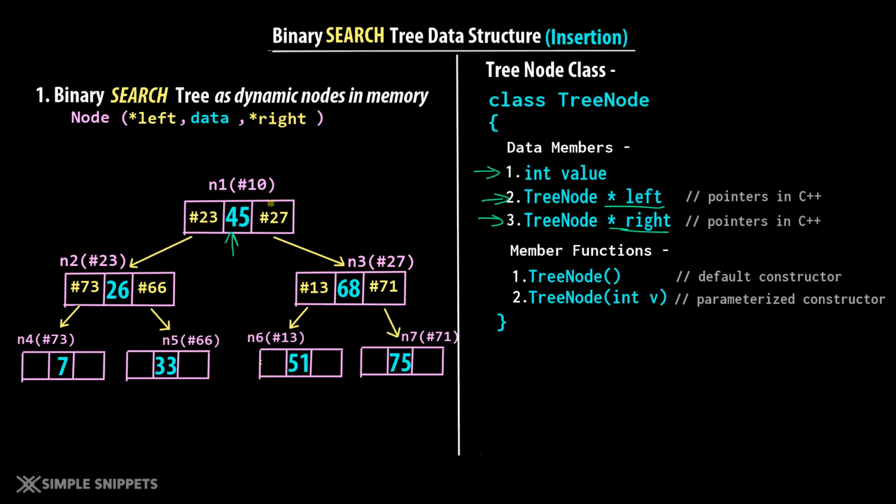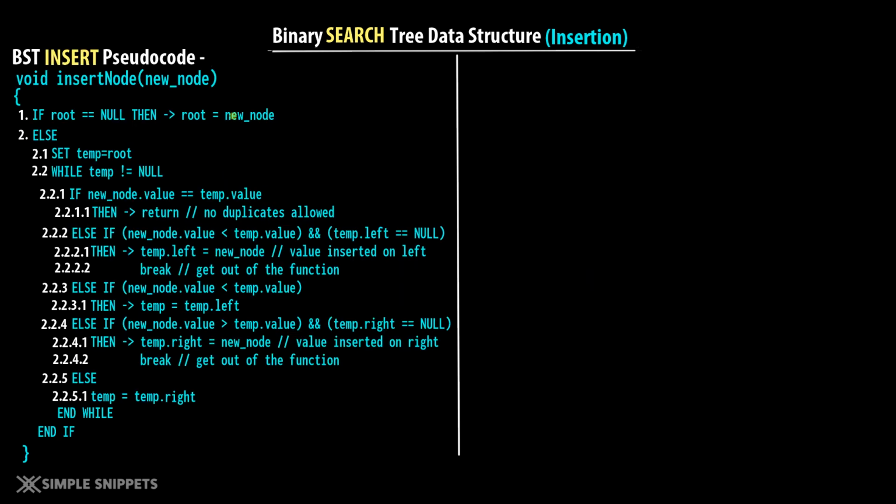Now let's come back to our insertion part. Before we go through this pseudocode step by step, that is the insert function, how do you insert a new node? Let's say right now we have nothing. On the right-hand side you can see a blank space. Let's say you want to add a node for the first time.